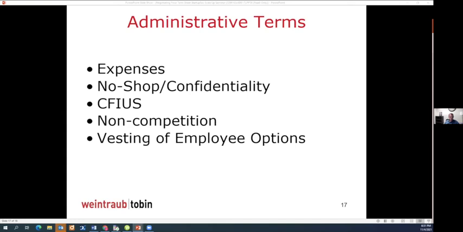CFIUS is the Committee on Foreign Investment in the United States. So sometimes if there are foreign investors involved with a round and the company has what's called critical technologies, there are a couple of other triggers, you might have to submit the investment transaction to CFIUS and get it approved. This is basically to prevent foreign governments from stealing or taking advantage of American technology. So if you're getting foreign investment, that's something you may need to look at.